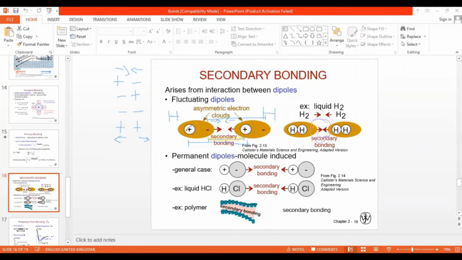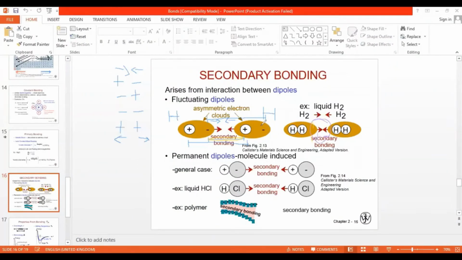Same. For this H2 molecule, electrons would be on this part and protons would be on the other part. But in this H2 molecule, protons would be on this part and electrons would be on the other part, right? So they two are not symmetric. So that's why it's mentioned asymmetric electron clouds, right? So here the electron cloud would be on this region. That's why it's minus, right? Here electron cloud on that region. So that's why this region is minus.